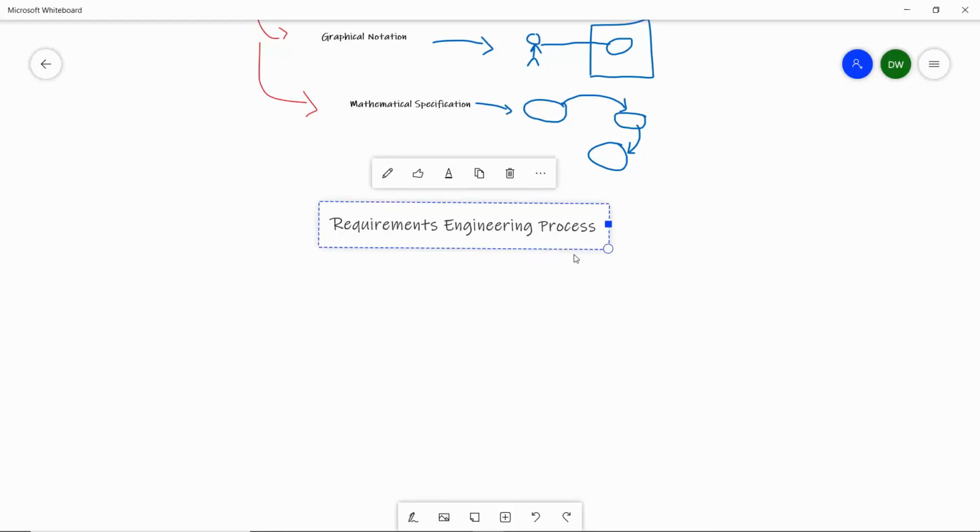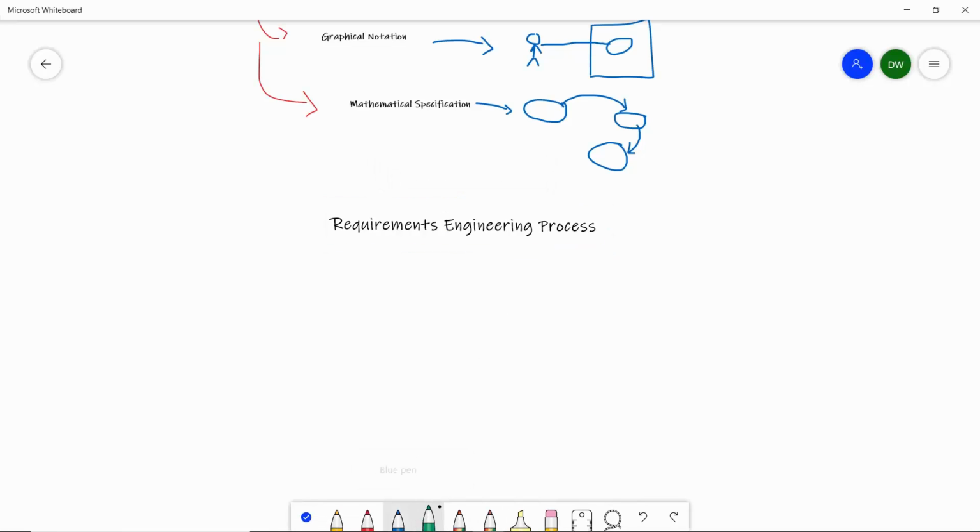So this is the final section, where we are going to talk about requirements engineering. As we know, within an engineering process there is a standard set of activities to be done, right? So here also we have a standard set of activities to be done. I'll mention all those here.